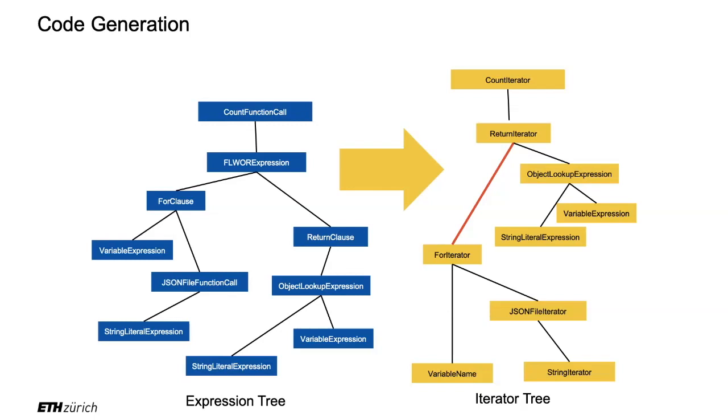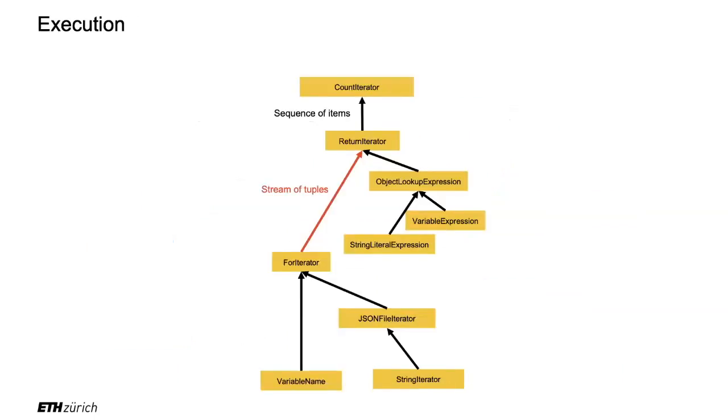The difference is again that on the left, it's compile time. So this is just static information. On the right, you have the actual runtime with all the codes, right? So you have a runtime iterator tree, an iterator tree. Okay, so this is it.